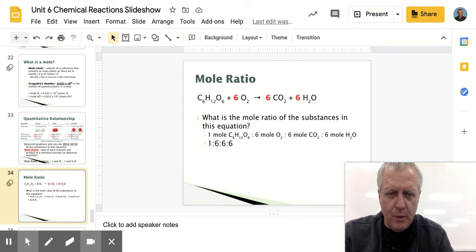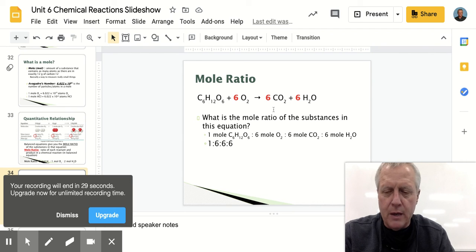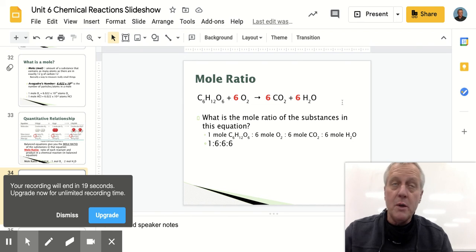For example, here is a balanced chemical equation that looks like cellular respiration, doesn't it? You've got glucose and 6 oxygen molecules, and it produces carbon dioxide and water. If we compare those values, we see it's a balanced equation. But what this would be is a 1:6:6:6 mole ratio.